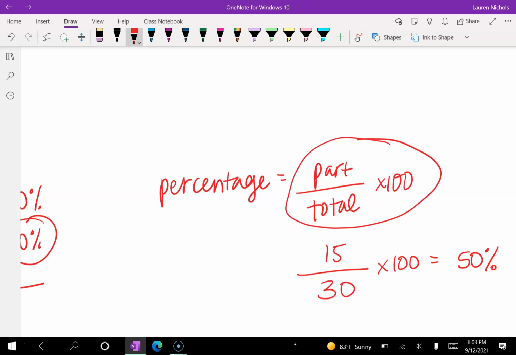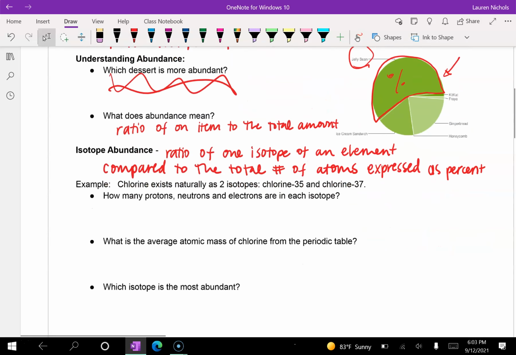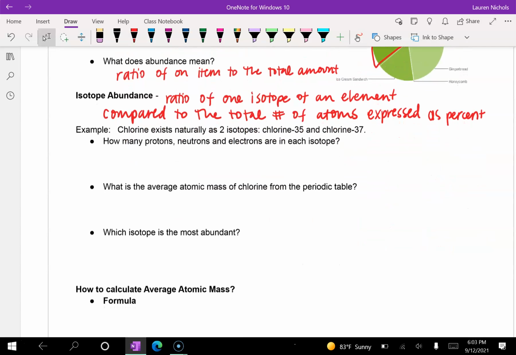And so this is how you would figure out your percent abundance of isotopes. It would be the number of a particular isotope divided by the total number of atoms for that element, and then multiplied by 100. So for here, if we look at our isotopes, we're going to look at chlorine. Chlorine exists naturally as two isotopes, chlorine-35 and chlorine-37. So when we're looking at protons, neutrons, and electrons, I would like you to pause the video, answer this question, and then resume when you're ready to check your work.